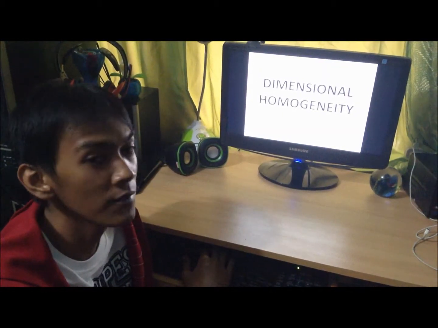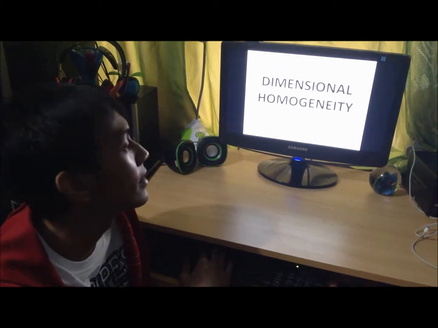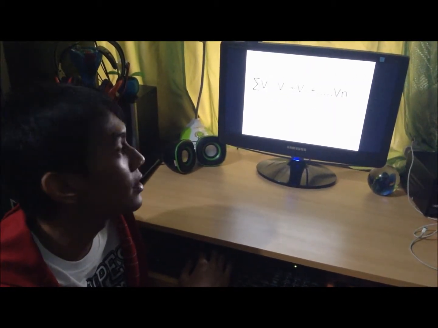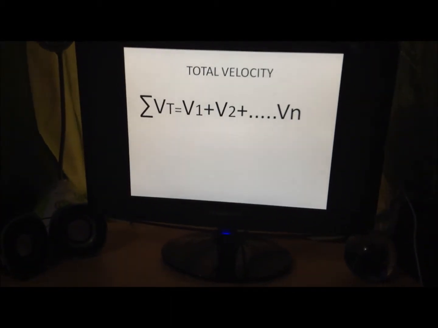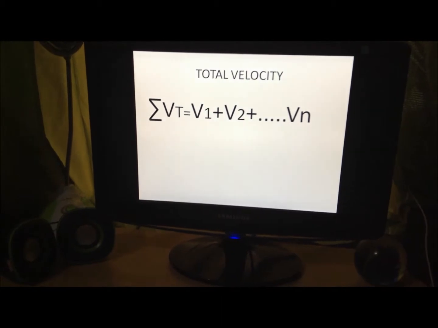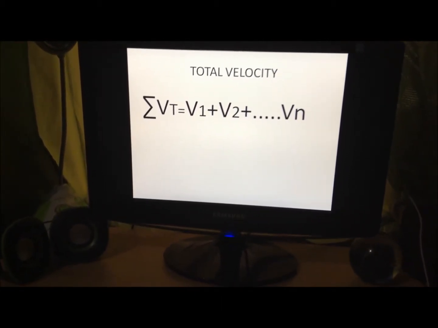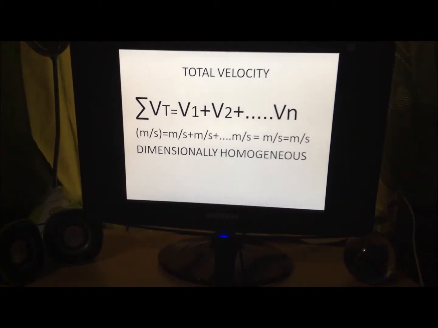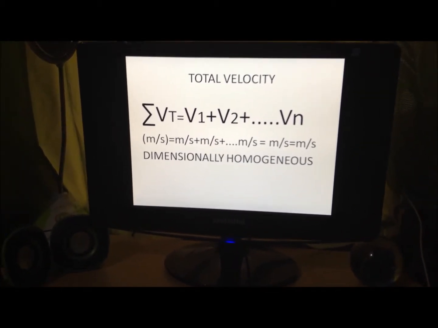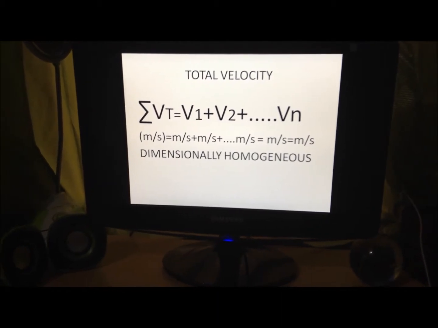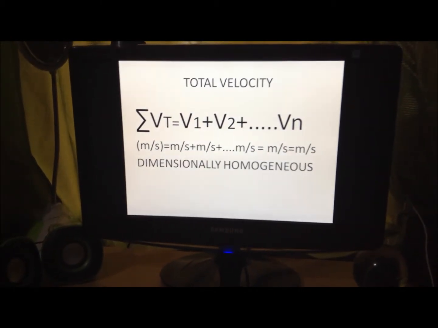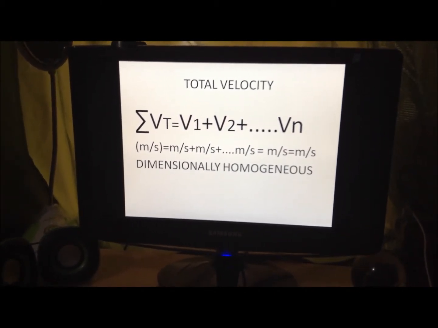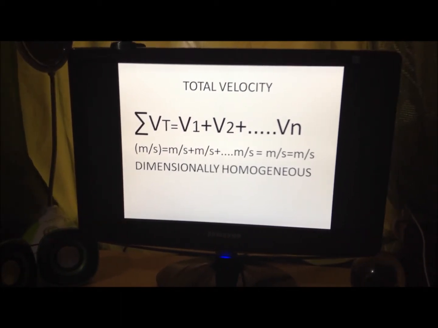Hello everyone, we are going to talk about dimensional homogeneity. So, what is a dimensionally homogeneous equation? For example, we have the total velocity, which is equal to velocity 1 plus velocity 2, and so on until velocity n, and then we should have the unit of meter per second equal to meter per second plus meter per second, and so on and so forth. If we simplify that, meter per second will also equal meter per second, which is dimensionally homogeneous.